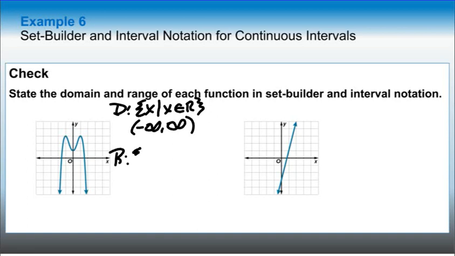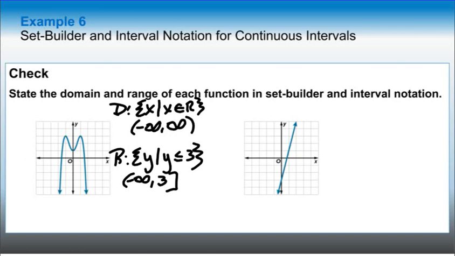The range in set builder would be y such that y is less than or equal to, the highest point is 3, so it's less than or equal to 3. In interval notation, on the low end, it would be negative infinity with parentheses, and on the high end, it would be positive 3 with a bracket.